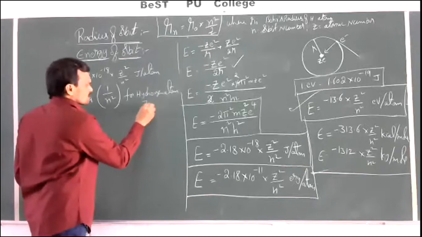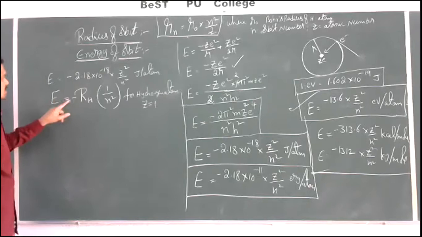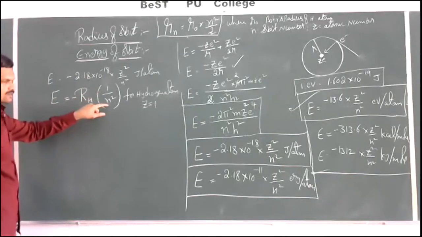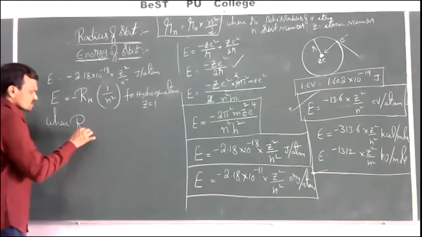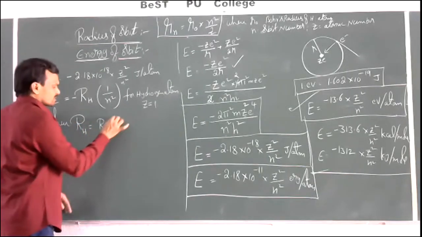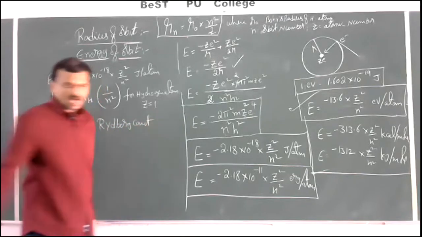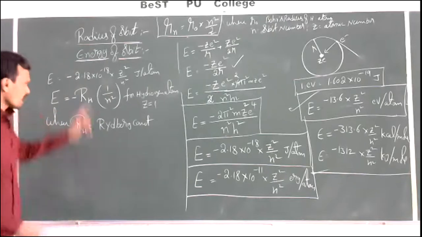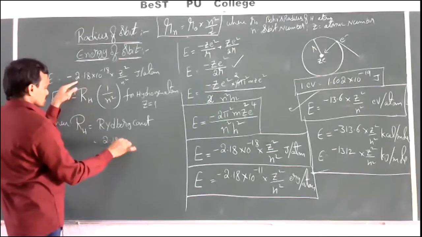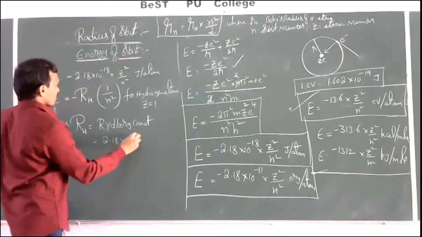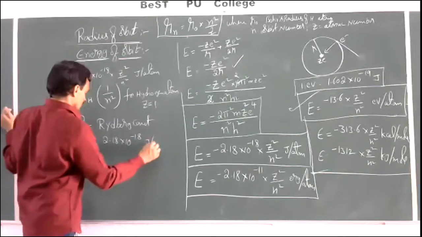See, for hydrogen atom, Z is equal to how much? 1. Since Z is equal to 1, then E is equal to minus RH into 1 by n square, where this RH is known as Rydberg constant. Here RH is called Rydberg constant, and the value of this Rydberg constant is how much? 2.18 into 10 to the power of minus 18 joules per atom.